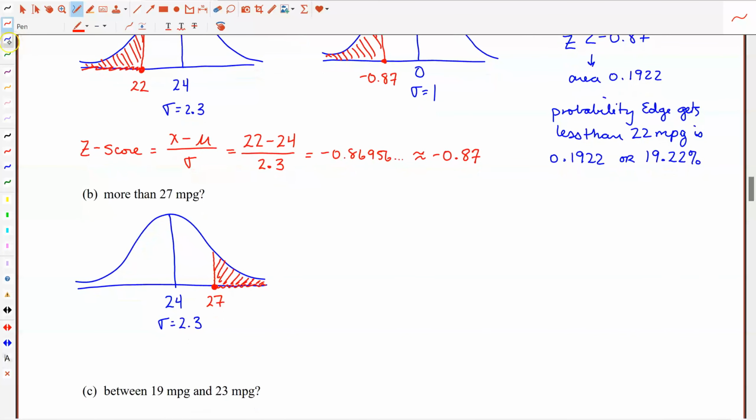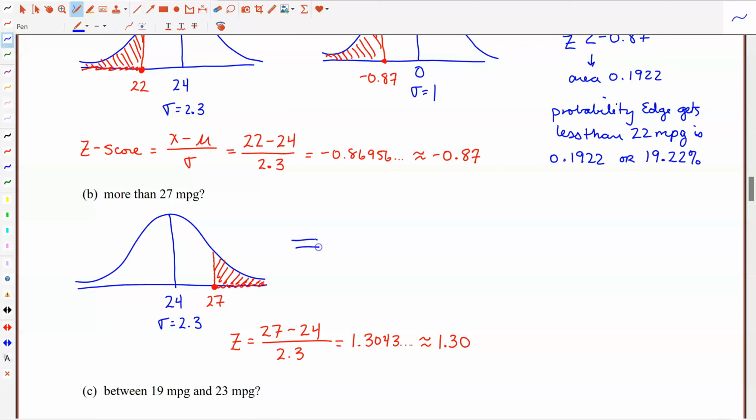In order to find that area, we need to figure out for this value what its z-score is. The z-score is going to be the data value, which is 27, minus my mean of 24, divided by 2.3, which is my standard deviation. Popping that into my calculator, I get 1.3043. Taking that out to 2 decimal places, I get 1.30.